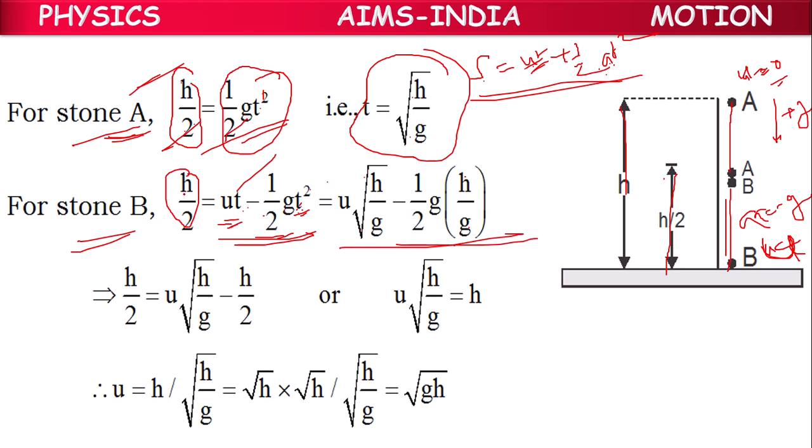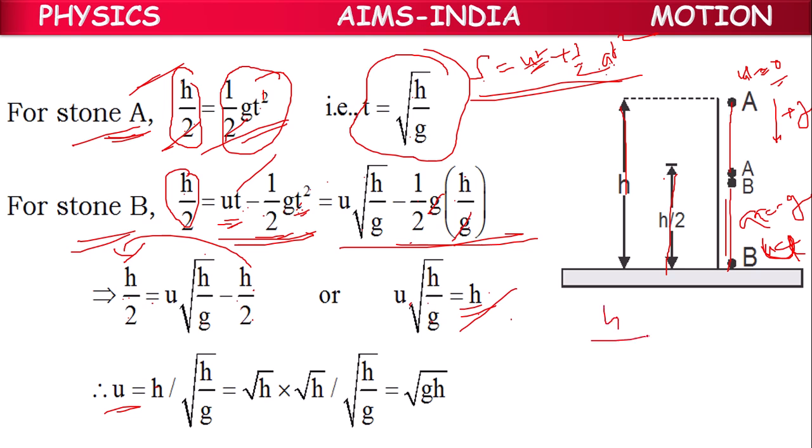This is equal to h by 2. So h by 2 equals, z cancels, h by 2 equals u root of h by z minus h by 2. So this h by 2 will go there, it will become plus h by 2. h by 2 plus h by 2 equals h. So u root of h by z equals h. Or, u equals h by root of h by z, this will come down.